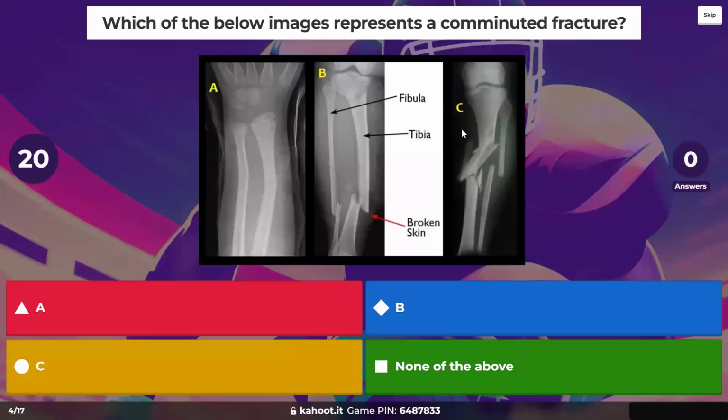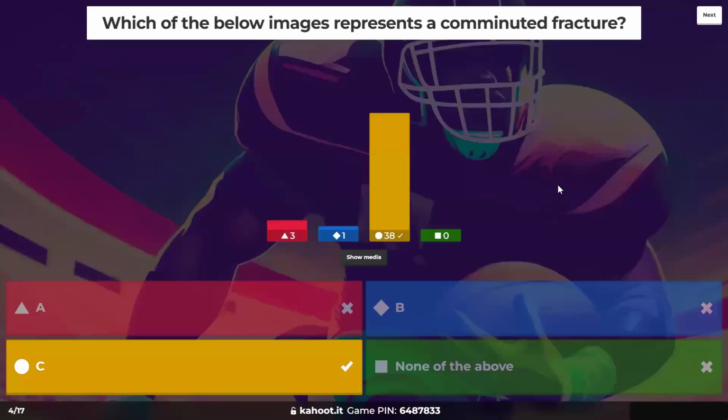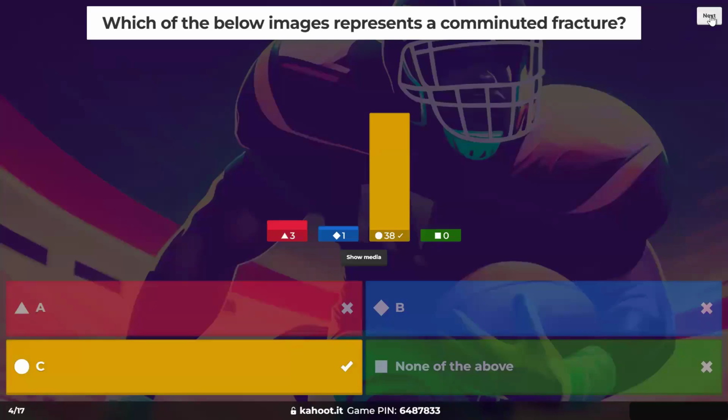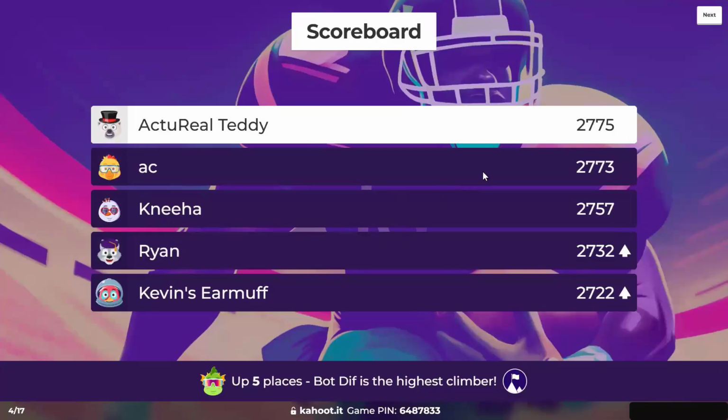All right, what about comminuted? Chose the wrong one. Can you fix it after? Once you choose, you're locked in. All right, yeah, last choice left is C, broken into 2 or more segments. That's your comminuted. Oh, close here. I have no idea. That's actual real.